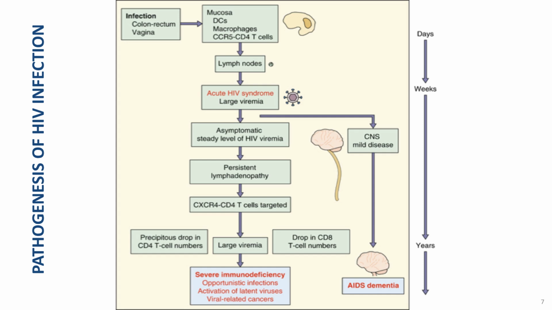The infection begins when HIV enters the body through one of the transmission routes we discussed. The virus first infects macrophages in the genital tract or at other sites of entry. Macrophages are important because they're relatively resistant to the cytopathic effects of HIV, meaning they can harbor the virus without being destroyed immediately. These infected macrophages serve as a Trojan horse, carrying the virus throughout the body.